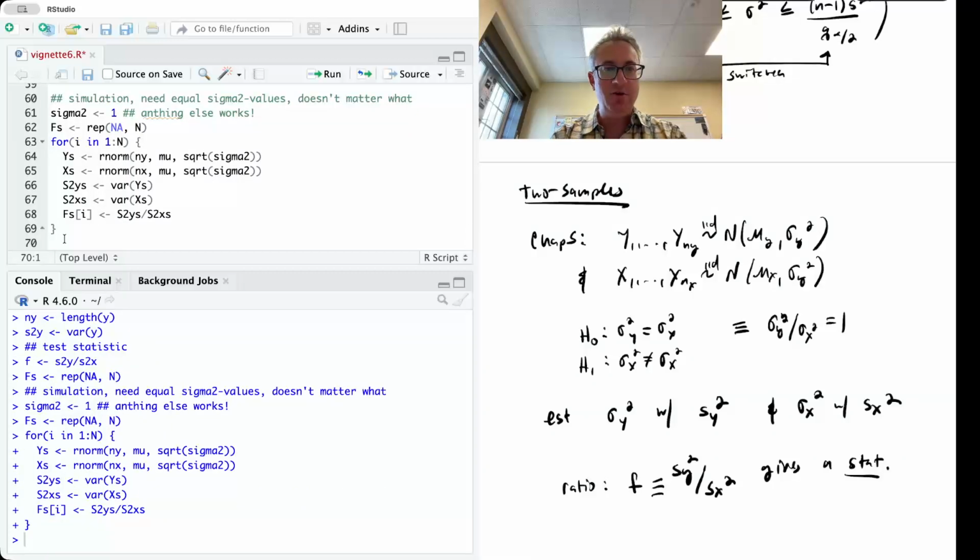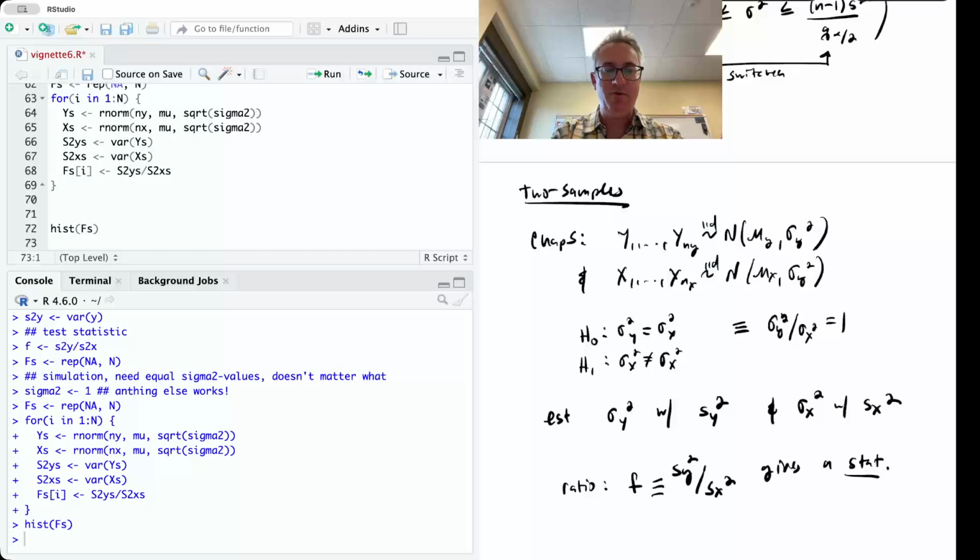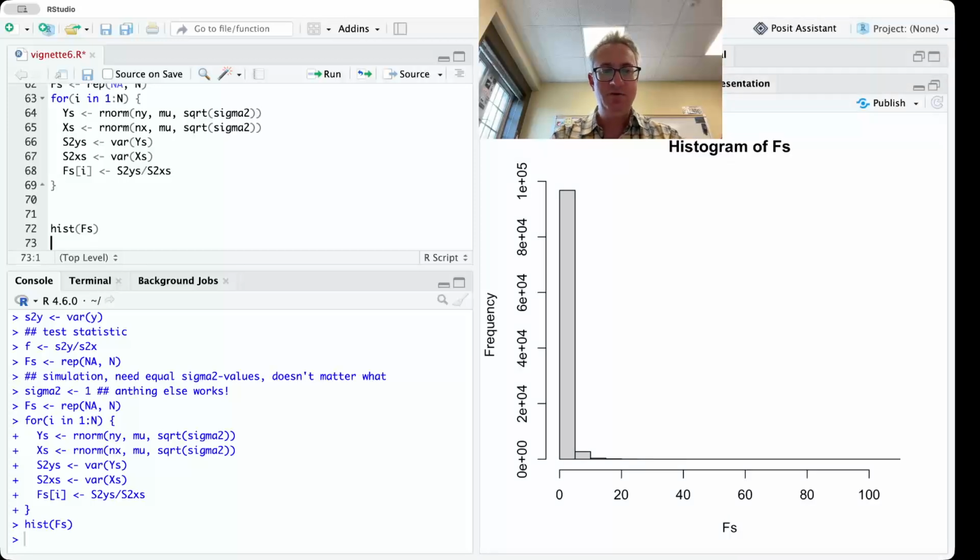And you can do the usual visual. If you type correctly. Okay, let me reveal those plots. So this is kind of a funny looking histogram. It has a really heavy right-hand tail because every once in a while you get a large numerator, a large S2Y, and a small denominator, a small S2X, and that gives you a very large F value.